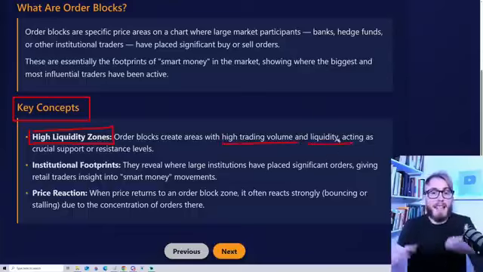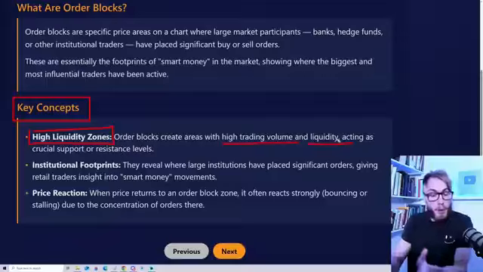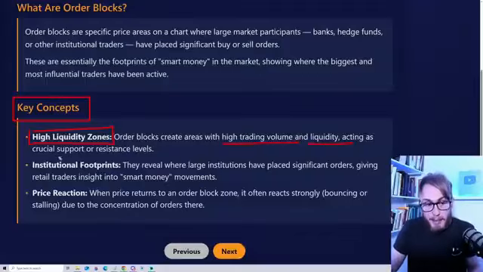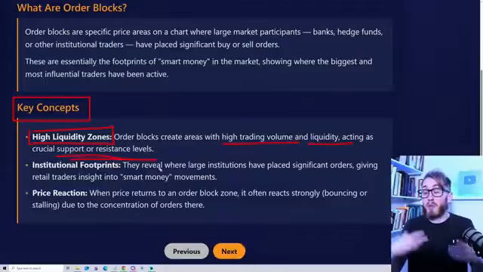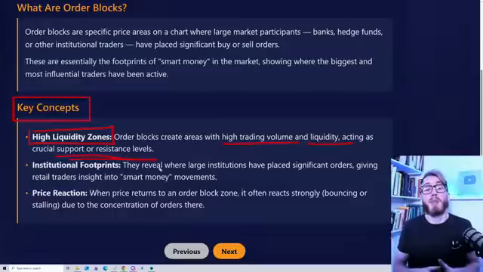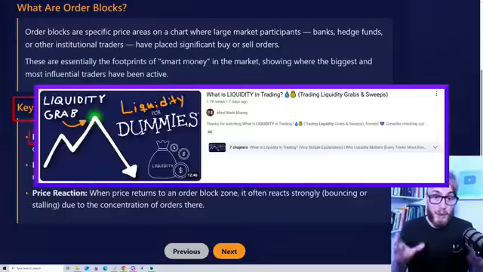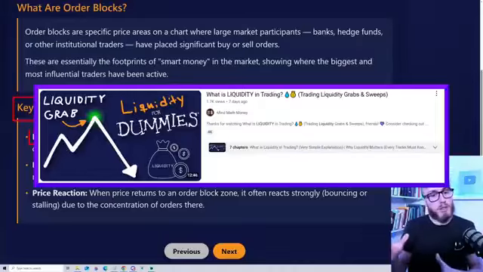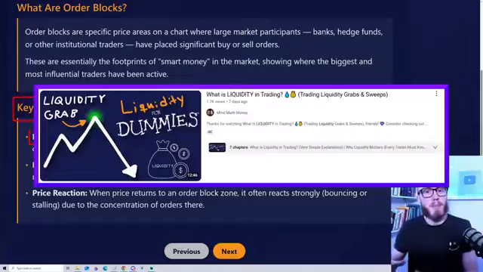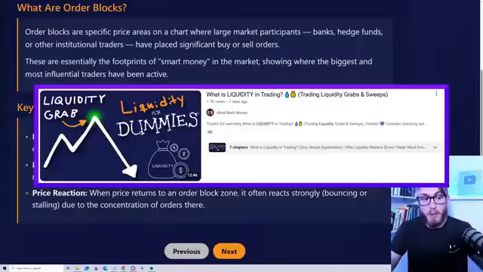And in the future, these order blocks can act in a similar way as support and resistance levels. And by the way, guys, if you don't know what liquidity is, I highly recommend to check out this video right here. In that video, I go over both liquidity and also some important concepts called liquidity grabs and liquidity sweeps. And these concepts can be very useful if you want to trade order blocks.